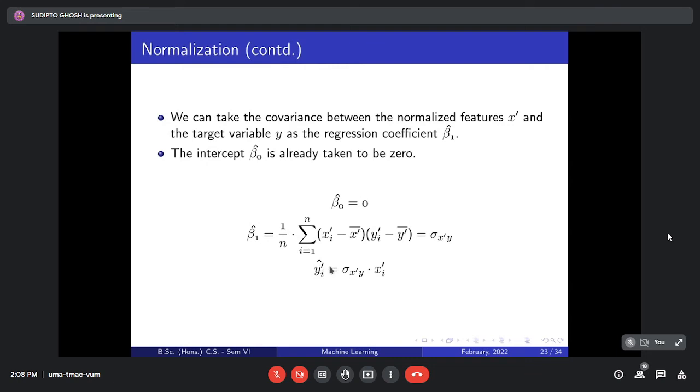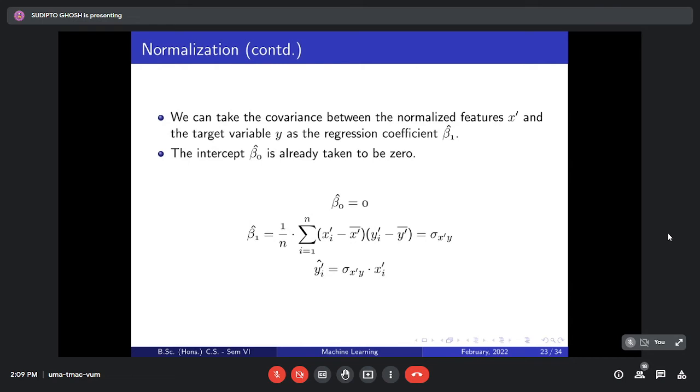So my normalized y, my prediction, what we now come up with, will not be in the same scale as the original values. We have also zero intercept, we have centered all the y values also. So this y prediction will be a normalized value, and I have to just come up with this sigma, that is the covariance between x prime and y, and x the normalized features. Now each feature is normalized, I will also come up with a normalized prediction.